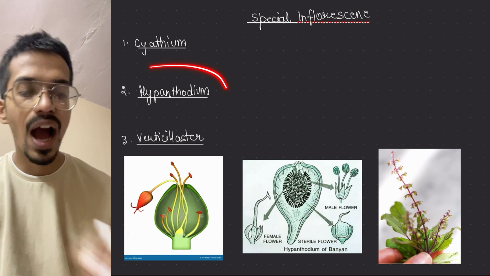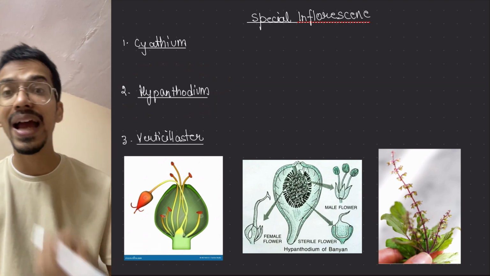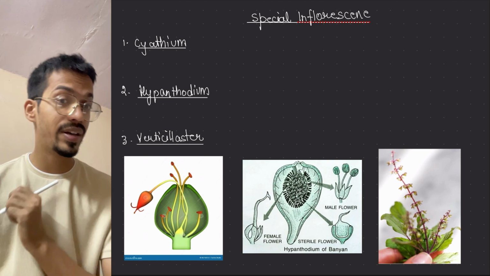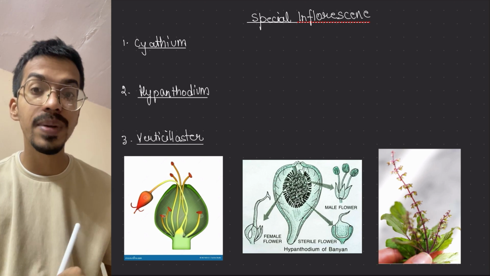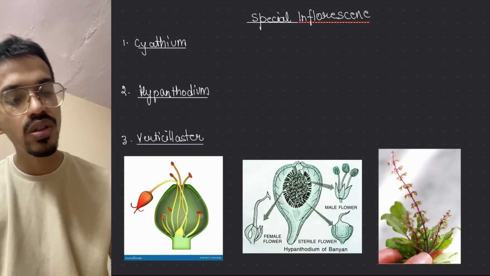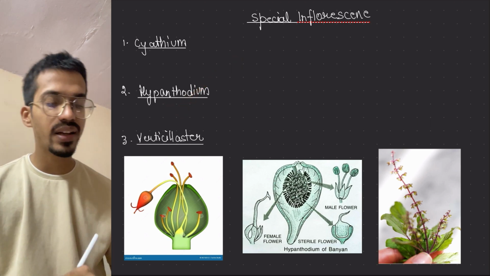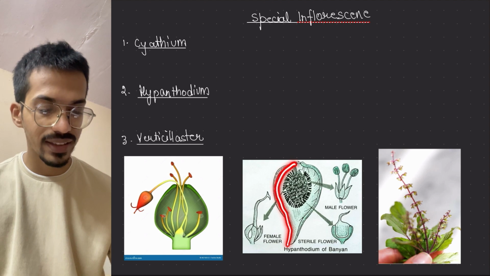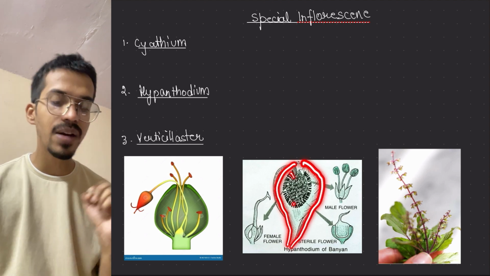Then we have Hypanthodium, which is seen in the banyan tree. Banyan tree genus is what? Ficus. Remember it. Which kind of roots are present in the banyan? Prop roots. So remember these facts. Hypanthodium is the banyan characteristic, where they have a covering like this, and the male and female parts are present inside it.